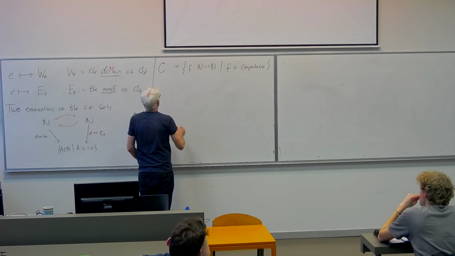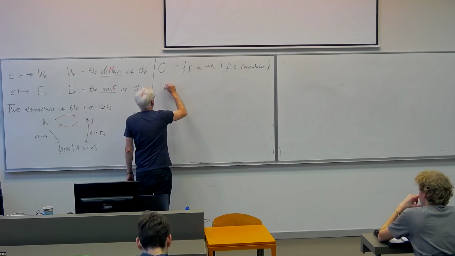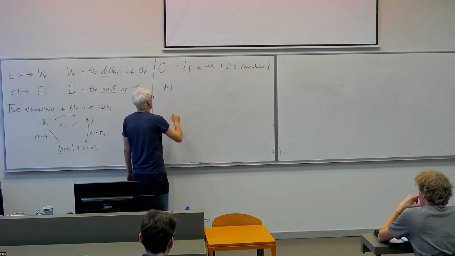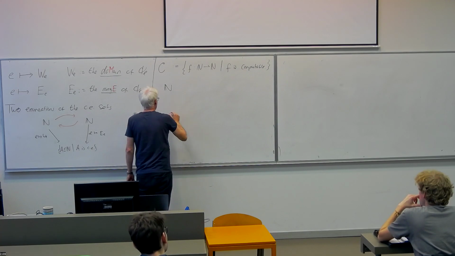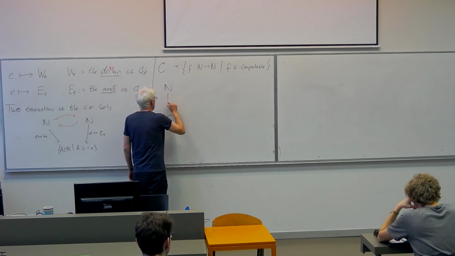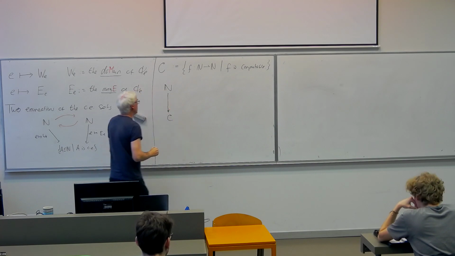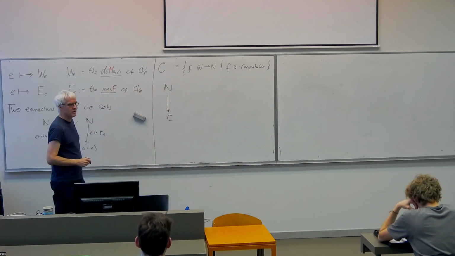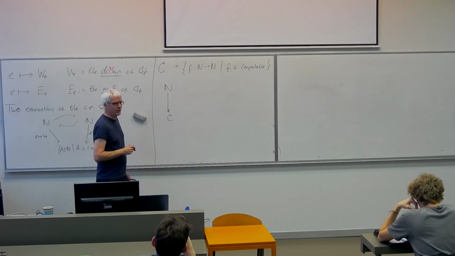And we have a natural representation of this, of course, which we've already seen. And again, it's a total representation, so it's a total surjective function from the natural numbers to the set of computable partial functions.